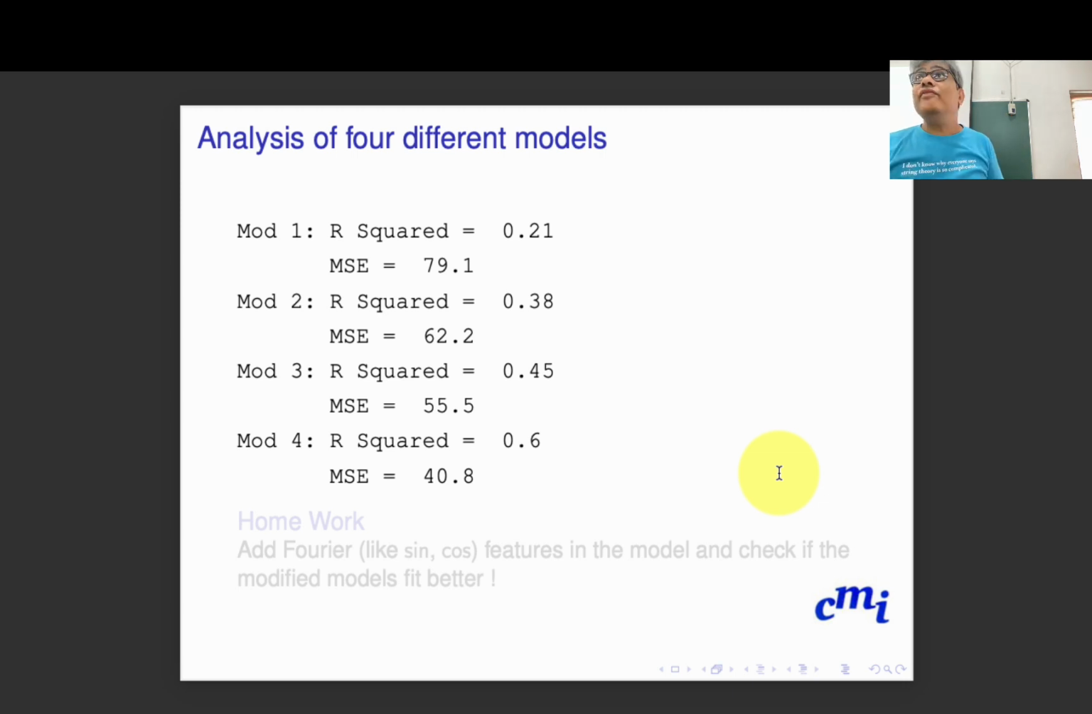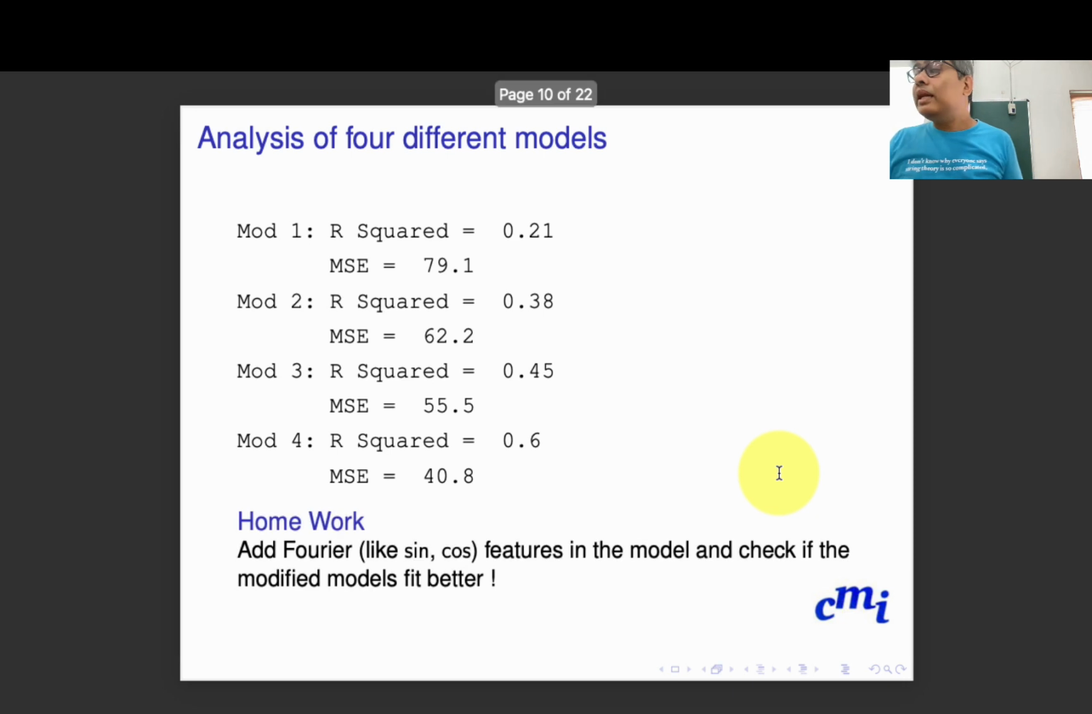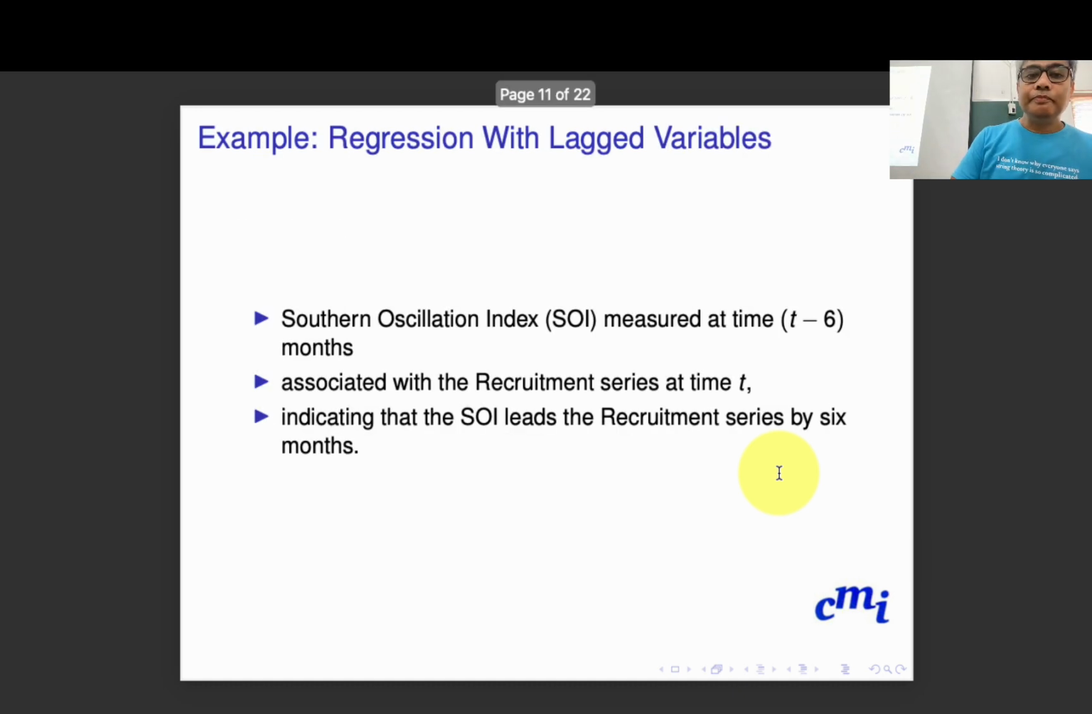What I have not done is I have not put any seasonality effect for the trend, so I'm leaving it for you as homework. And see, after adding a few sine and cos, after doing a stepwise selection or a lasso selection, what are you able to improve further? Okay, I'll share the code and everything on Moodle, also on GitHub, so that you guys can try yourself.